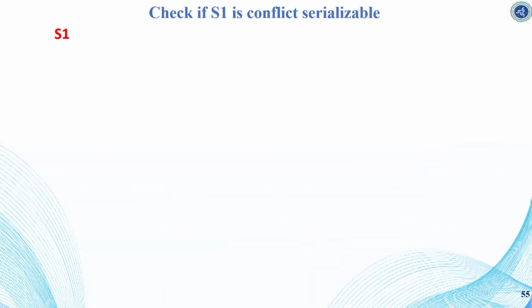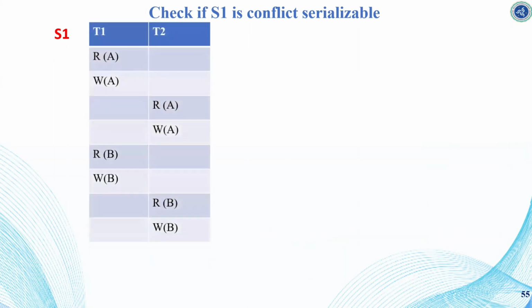So check whether our schedule S1 is conflict serializable or not. You are given a schedule S1, a set of transactions T1 and T2, with some operations in T1 and some operations in T2. It is a non-serial schedule. Then we have to find the conflicts to check whether it is conflict serializable.